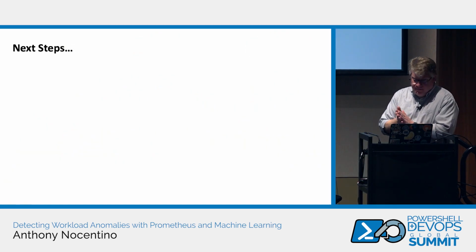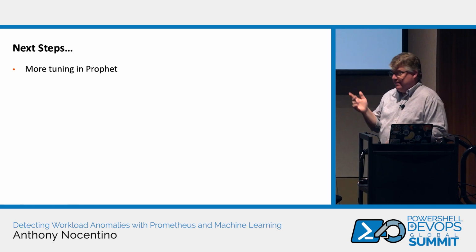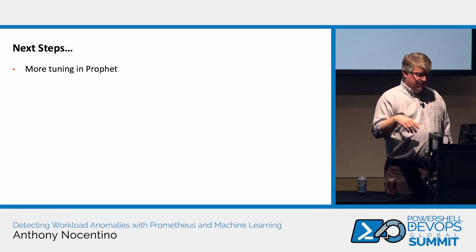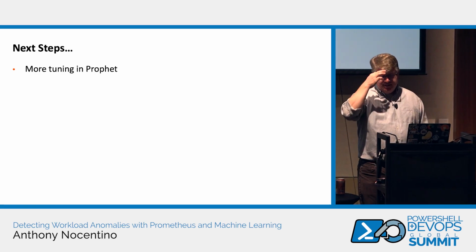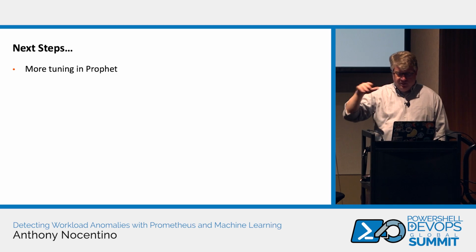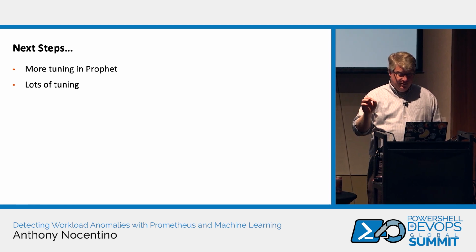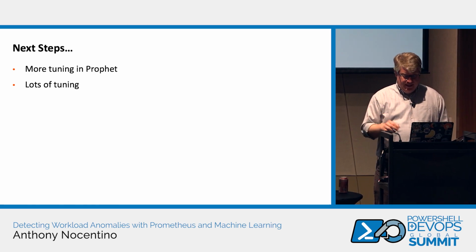Cool. All right. So what's next? I think I'm going to spend more time tuning that model and figuring out how to make Prophet do its thing. That vendor that I was telling you about, they started with Prophet and they shifted away to another model. I think this is where I can get this thing to be a little bit more accurate.